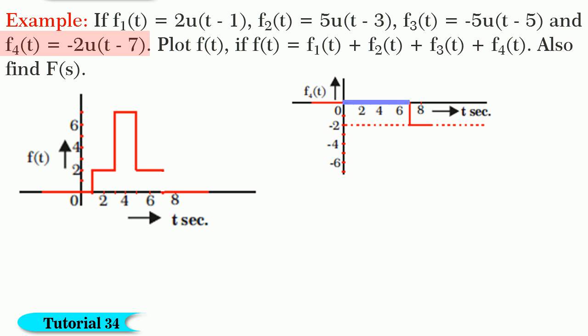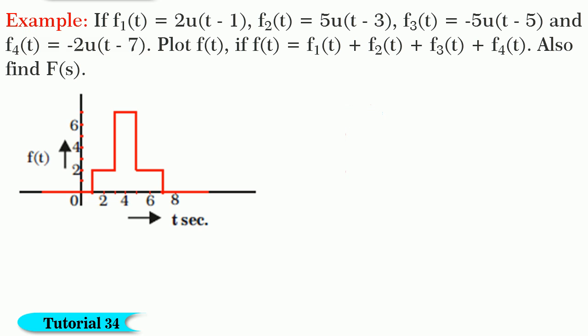This also is a negative step function which occurs at t is equal to 7 seconds as shown. If we add f4 now, we see that the magnitude of the resultant function f of t reduces to 0 as shown. So, we get the final plot as shown in figure. The remaining solution is simple, friends.